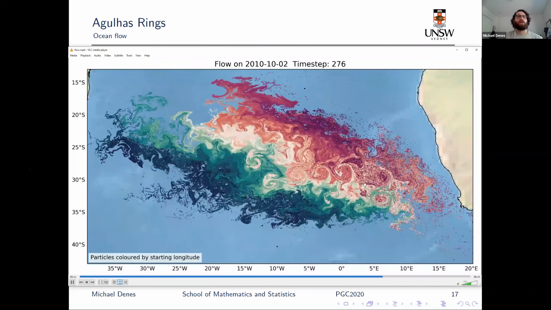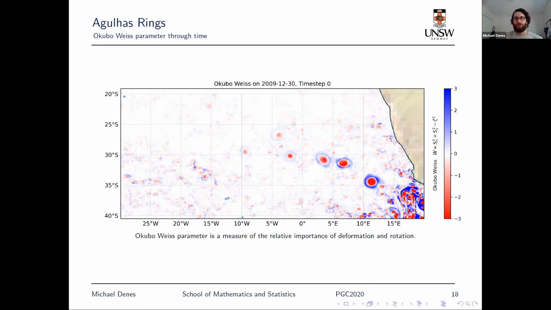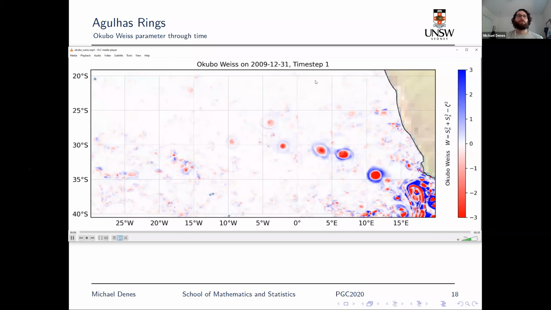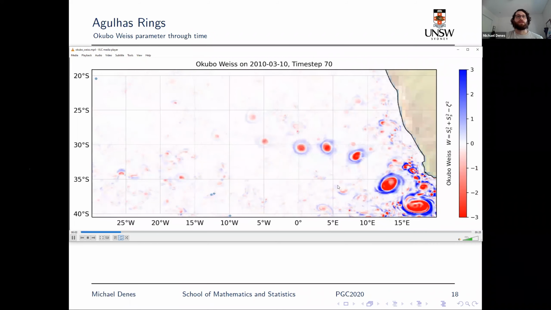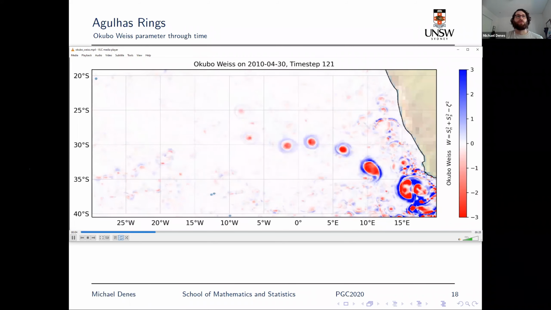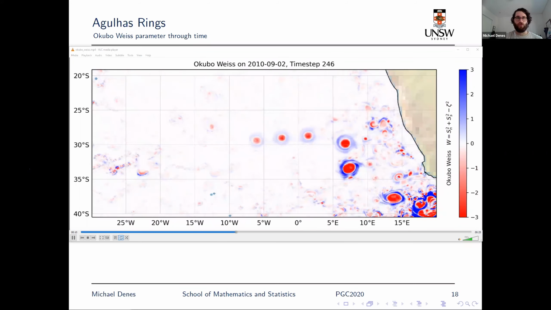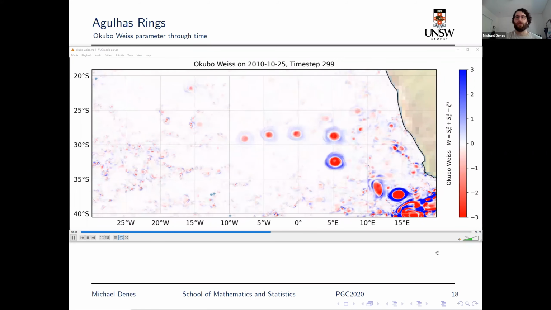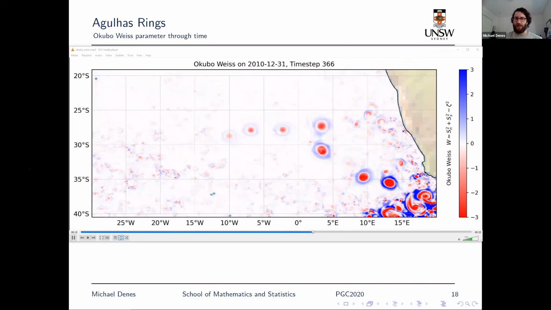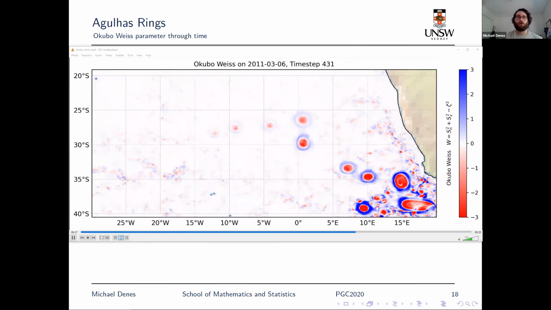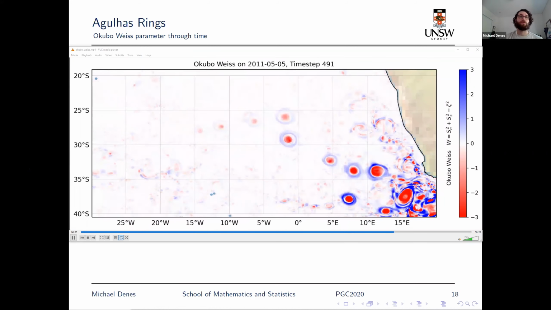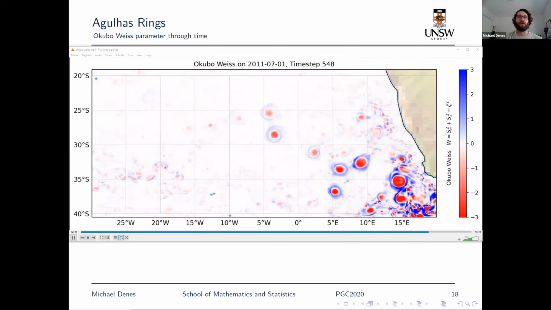So what we can do is use a different method, or well, I'll show you a different method, just to get an idea of what's going on. So what this is, is a plot of what's known as the Okubo-Weiss parameter through, I think, 650 days. The Okubo-Weiss parameter is what a lot of oceanographers use to define the boundaries of eddies.